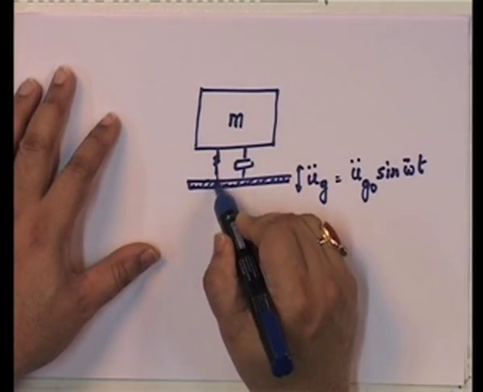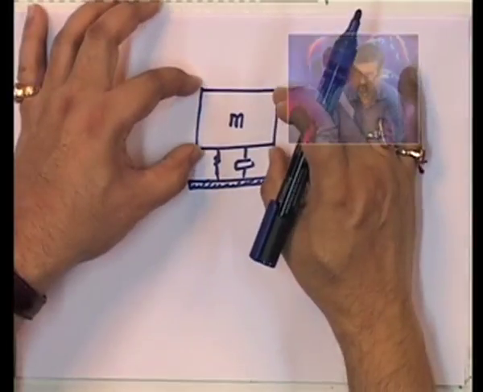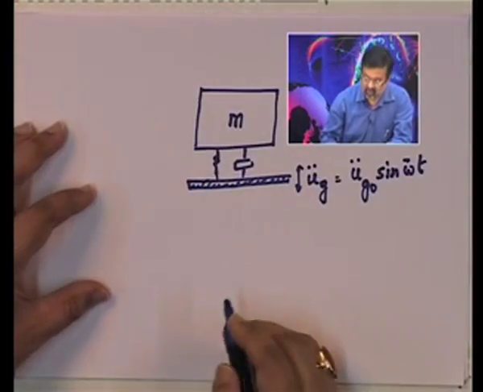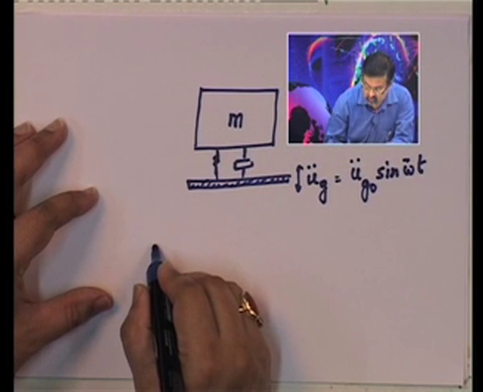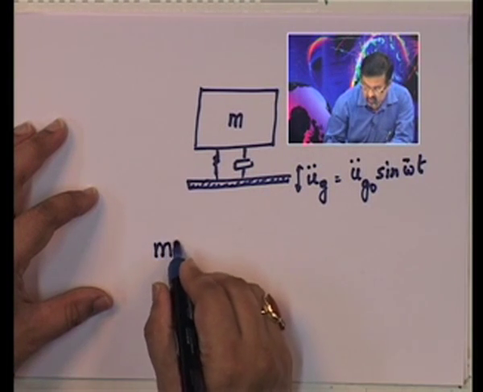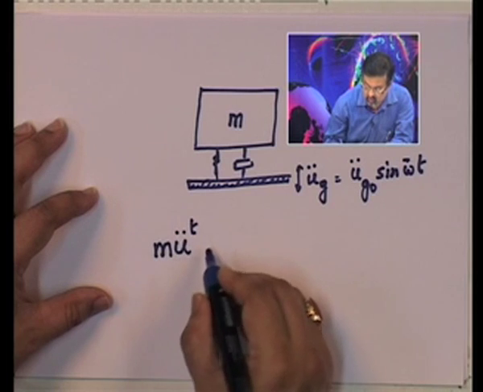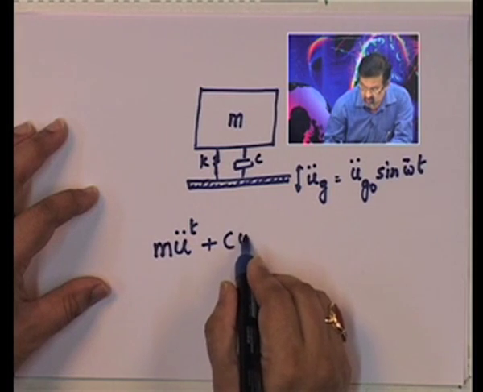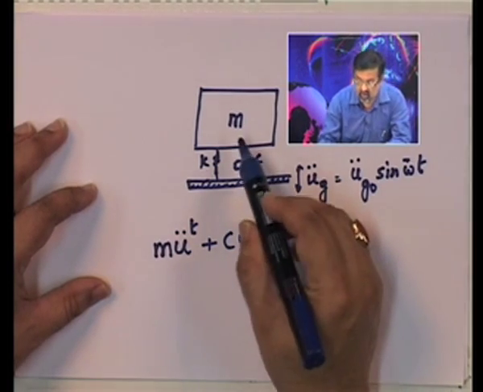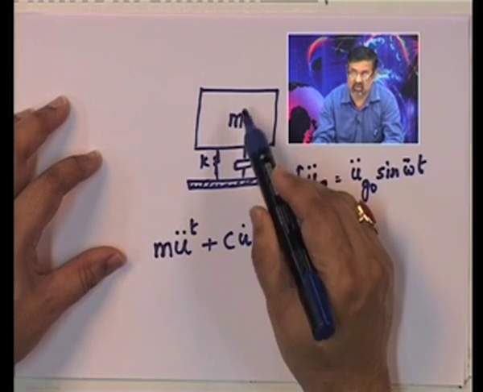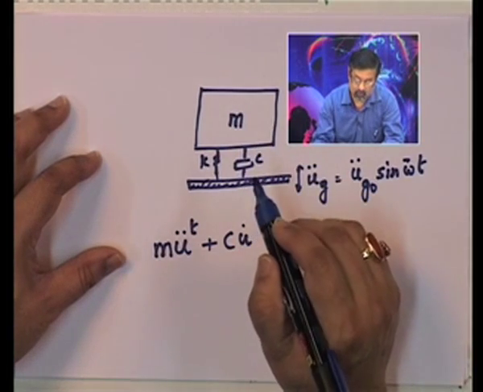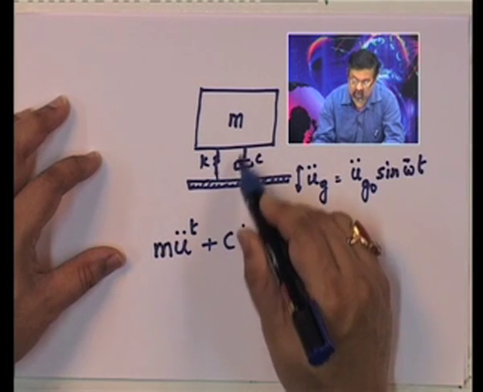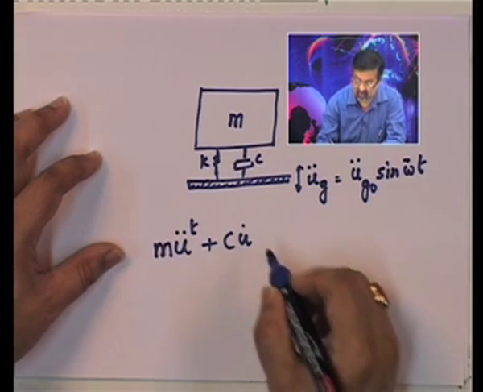So, if you look at this, okay, now this mass is going to be subjected to an acceleration, and this is given by m u_t double dot, plus this is k, this is c, so c u dot, which is the mass into the acceleration of this mass, plus c into the relative velocity between the mass and the base.